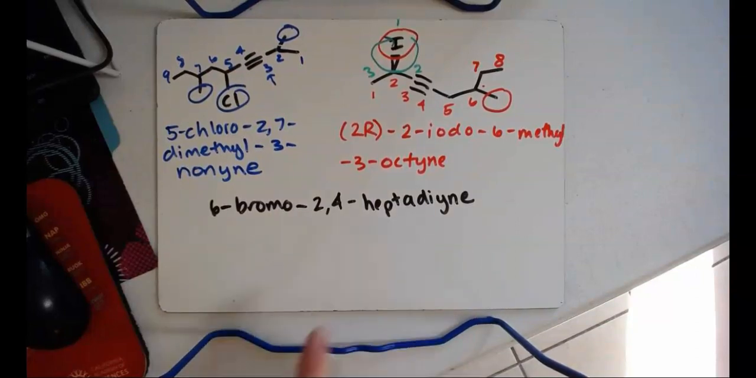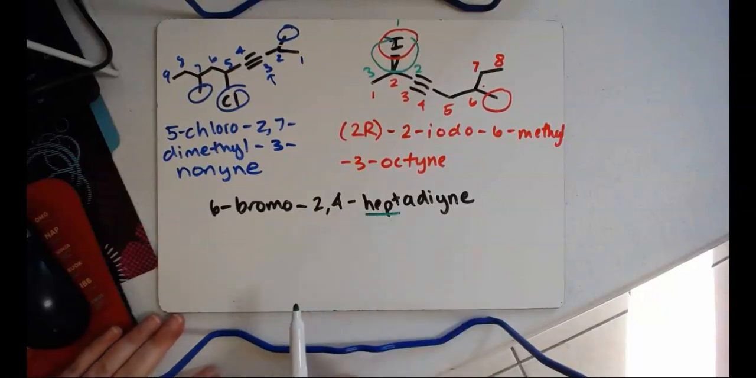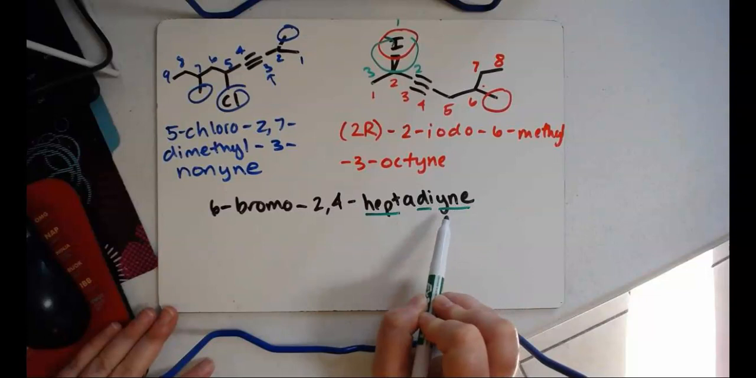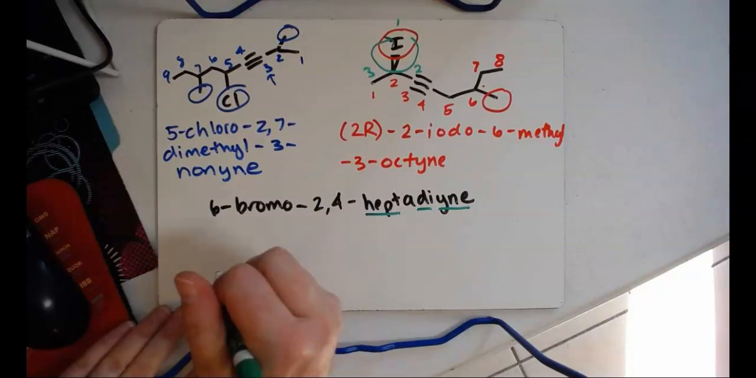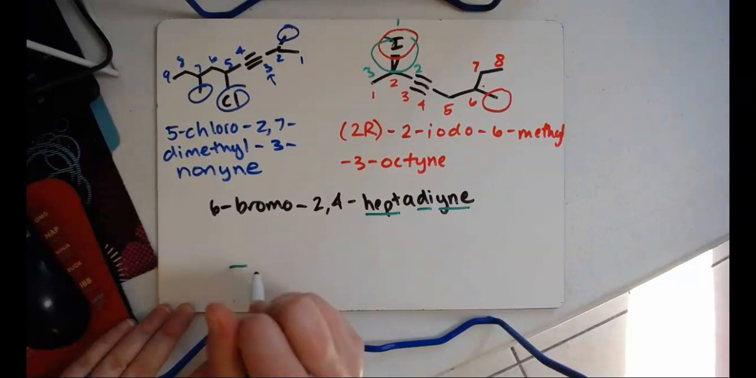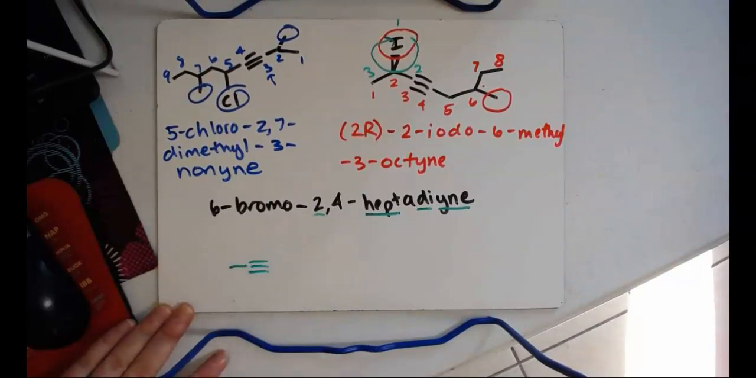All right, last one, we're going the other direction. We know the name and we want to draw it out. So we kind of start backwards. We know it's 7 carbons, and we know that it has 2 triple bonds. Diyne is telling us that there are 2 triple bonds. So I know that if I have 7 carbons, I'm going to do 1, but then carbon number 2 is where my first triple bond is.